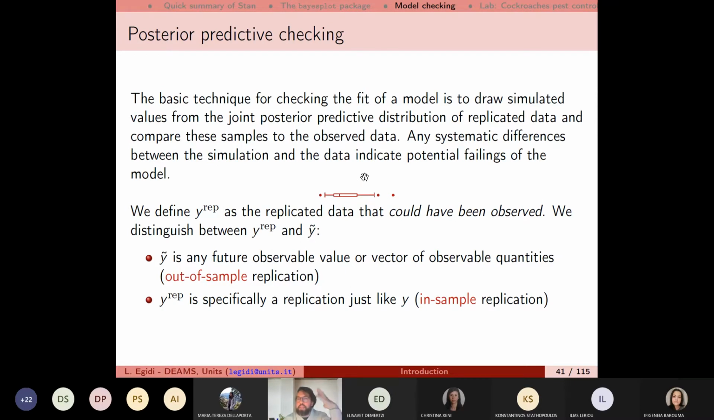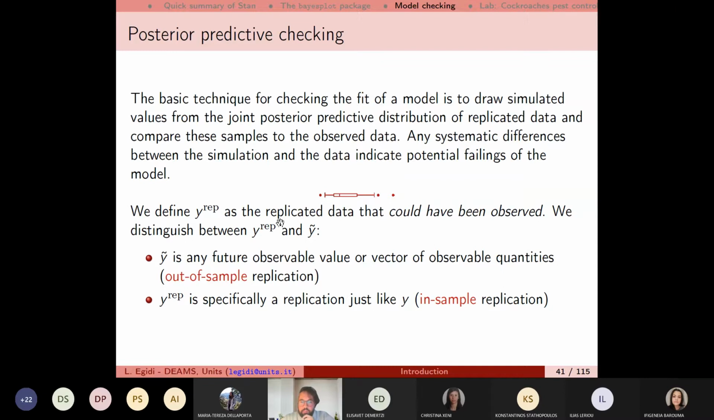Any difference existing between the simulation and the data indicates potential failings of the model. And if we notice that there are some failings in the model, we should ask ourselves, okay, should I go back? Maybe should I criticize the choice of the priors? Should I criticize the choice of the likelihood, and so on? So basically, you are checking your model as a whole, for everything, not only for the choice of the likelihood or the choice of the priors.